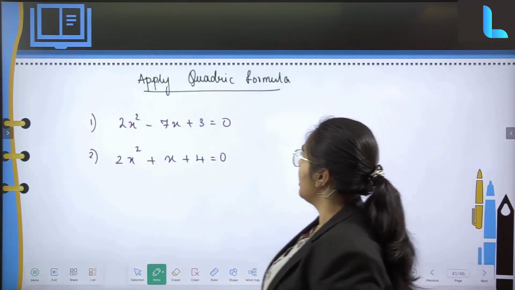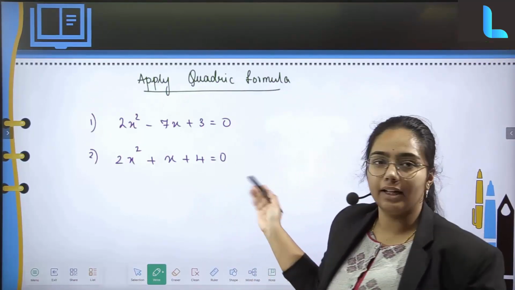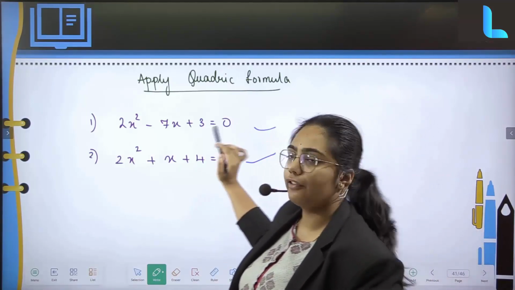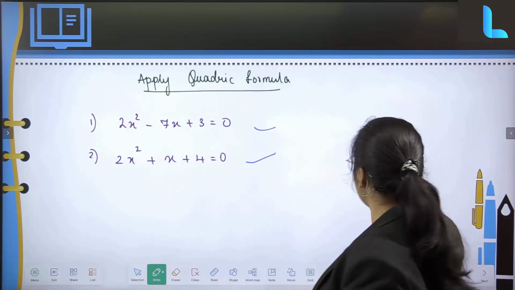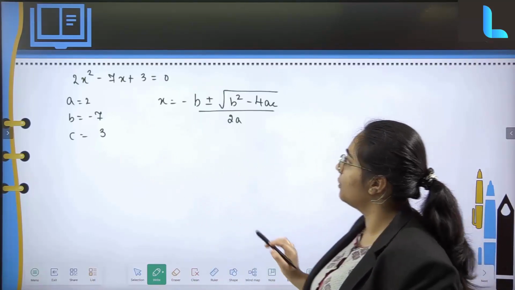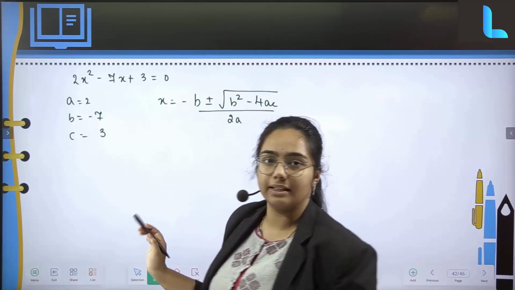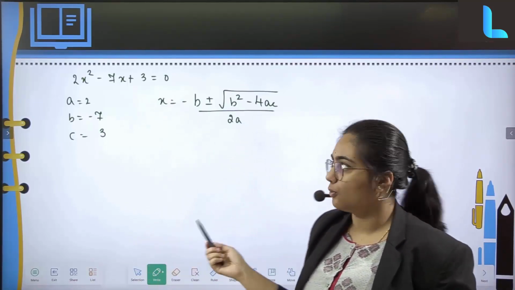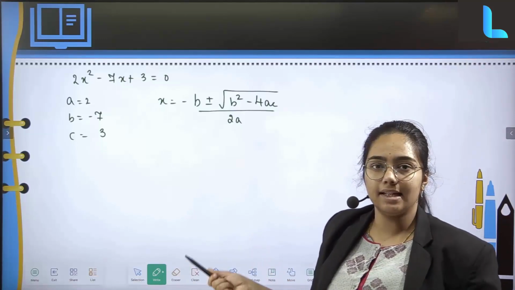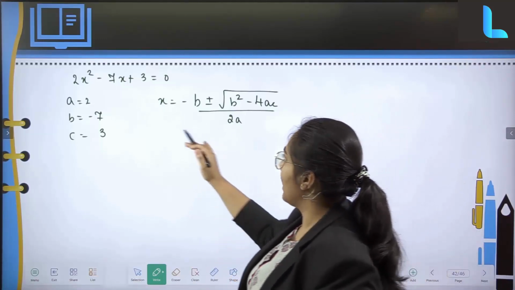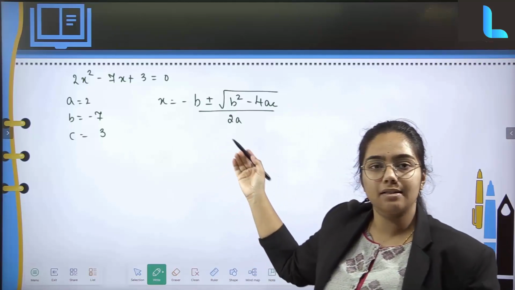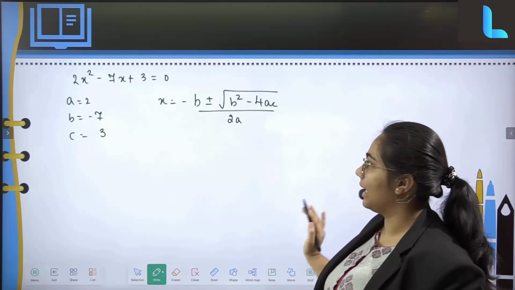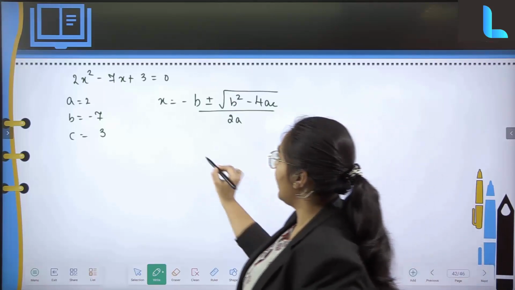Next question. Apply the quadratic formula. Using the formula method is what you have to solve for both of them. I will solve one, you have to solve the other question. So 2x square minus 7x plus 3 is equal to 0. From this equation, the value of a is 2, b is minus 7 and c is equal to 3. So x is equal to minus b plus or minus the square root of b square minus 4ac, divided by 2a, right?